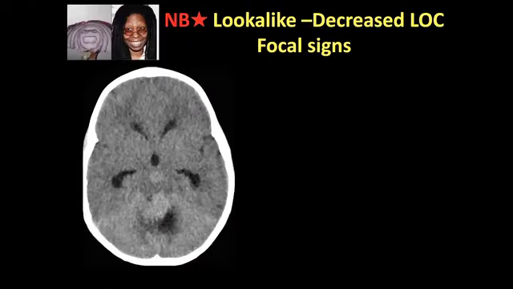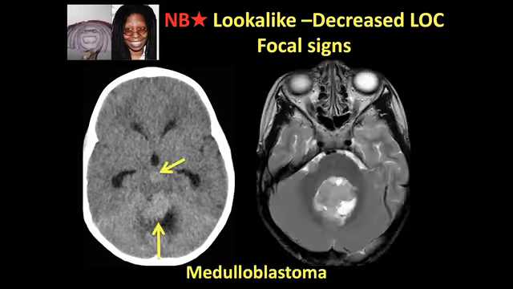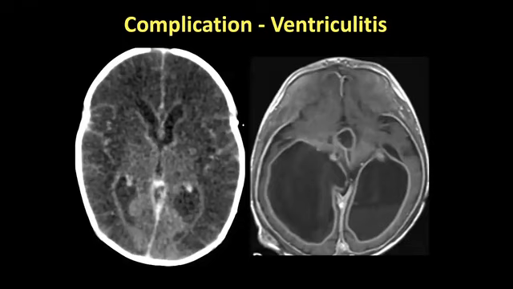This patient had a similar presentation: hydrocephalus, hyperdense lesions, again no contrast enhancement, but this was a patient in whom the central lesion was in fact a medulloblastoma. So again, not all lesions are tuberculomas, and not all lesions that present with focal signs and decreased level of consciousness are related to infection. One of the other complications we need to consider with meningitis is ventriculitis.